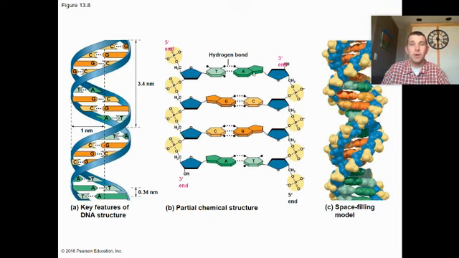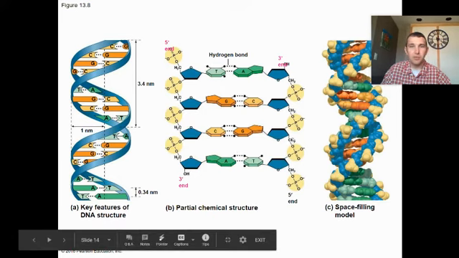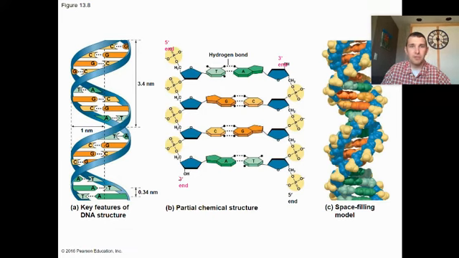Do take note that we always link up a purine, one of these big molecules, with a pyrimidine, one of these small molecules. Otherwise, the spacing between the two backbone pieces would not be uniform. So we always have the same space between them. 5', 3', 3', 5'. I think that's all we need to worry about on there.